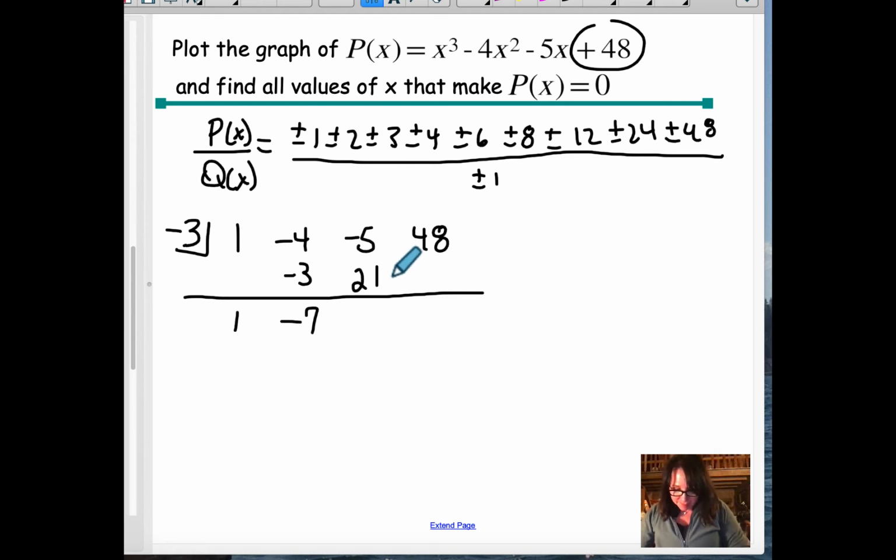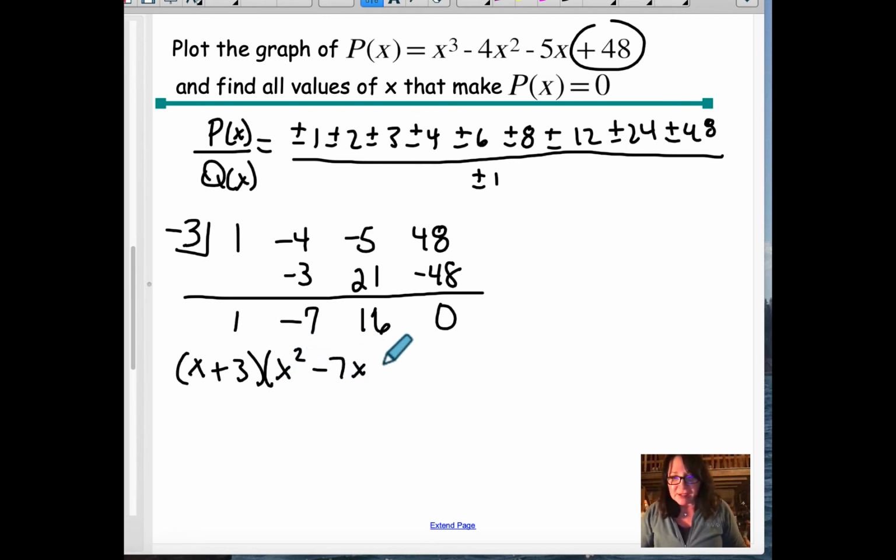So then, okay, where am I at? 21 minus 5, what's that? 16. And then 16 times negative 3 is negative 48. 48 and negative 48 is 0, which means that I have x plus 3 times the quantity. And then, let's see, this is x cubed. So that means my first term is going to be 1x squared minus 7x and then positive 16.